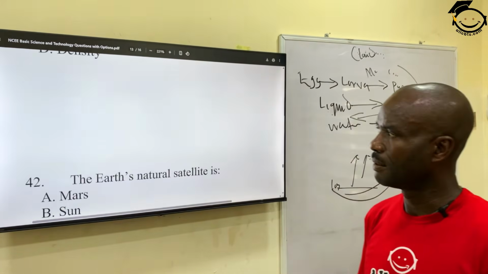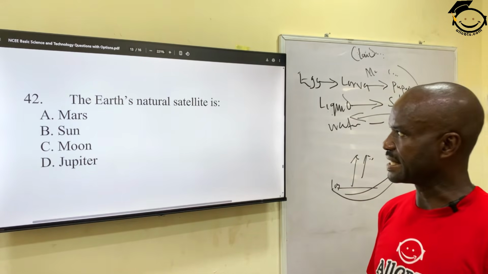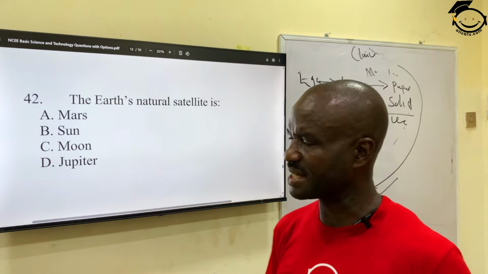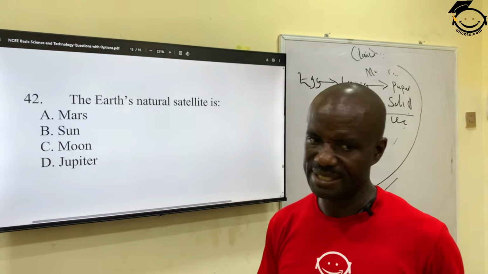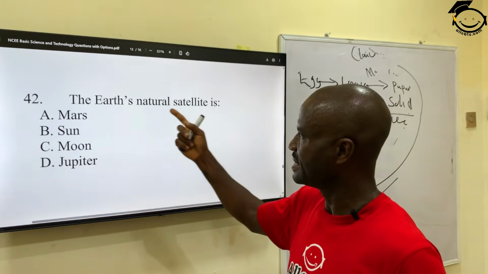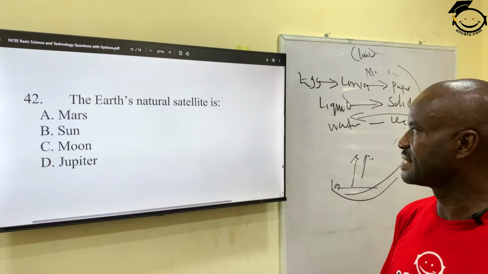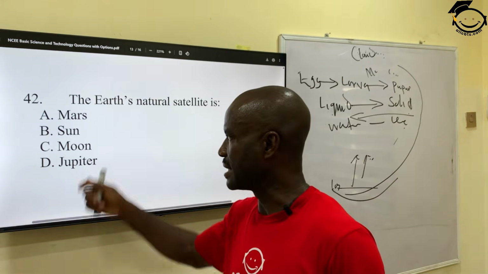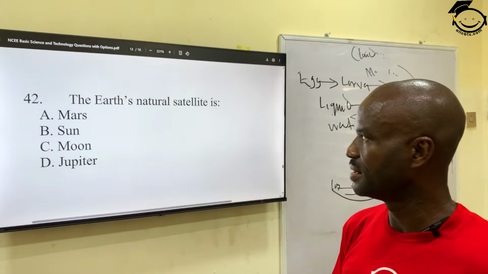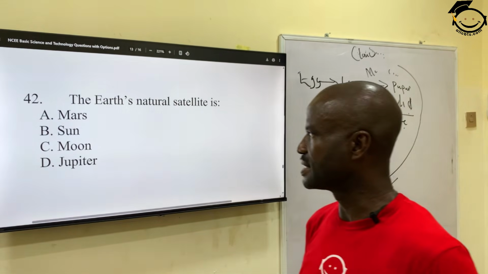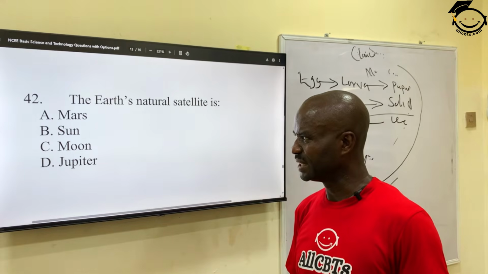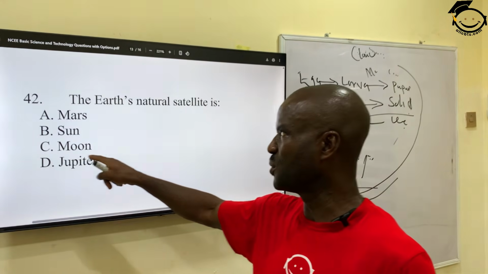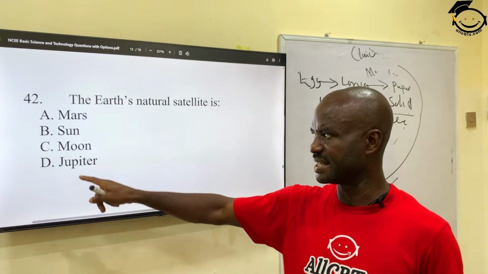Question 42. The Earth's natural satellite is, what is that object that gives the Earth its light? A, Mars, B, Sun, C, Moon, then D, Jupiter. The correct answer is the Moon. The moon is the Earth's natural satellite. The correct answer is the moon.